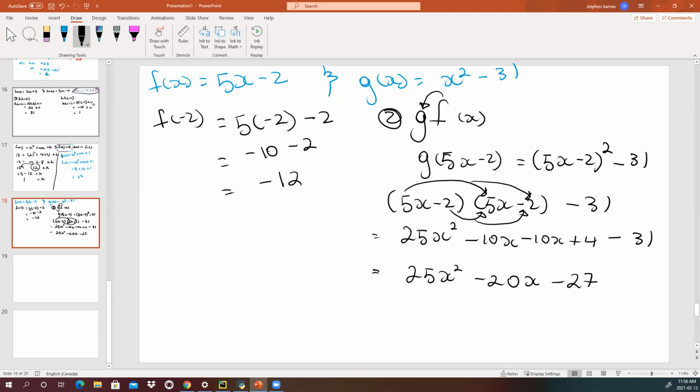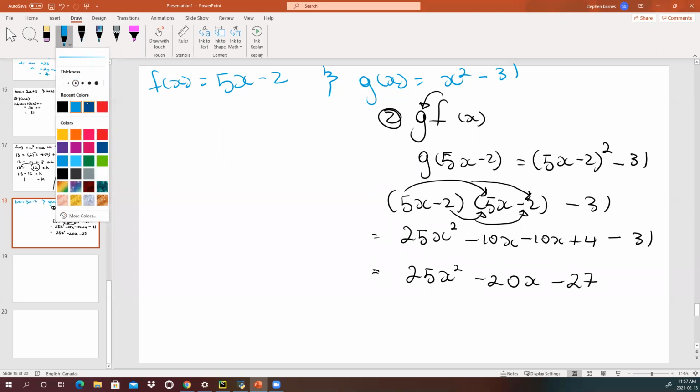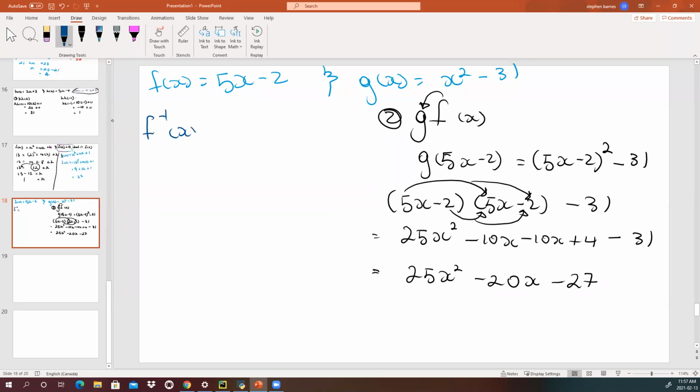So g of f of x gives you 25x squared minus 20x minus 27. And then the last one is the inverse function. All right, so I'm just going to delete that so we can do the inverse function. So we're doing f inverse.